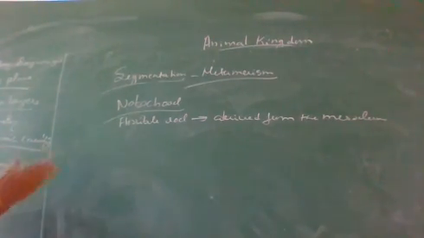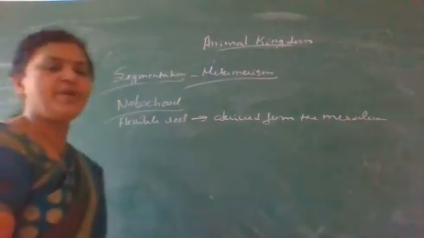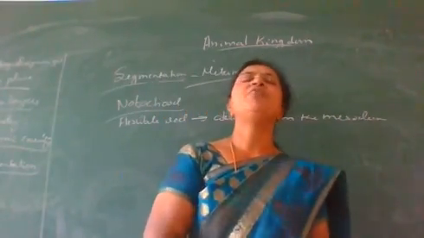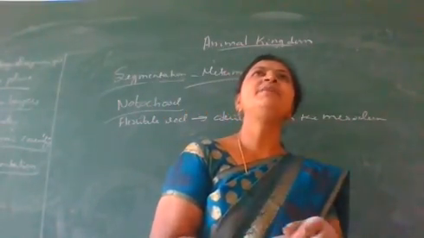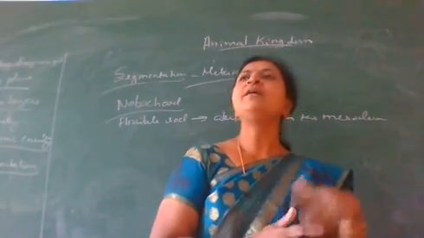Now, the criteria are: cellular organization, body plan, germ layers, symmetry, coelomic cavity, segmentation, and notochord. By all these, we can classify the animals and assign them a particular position.